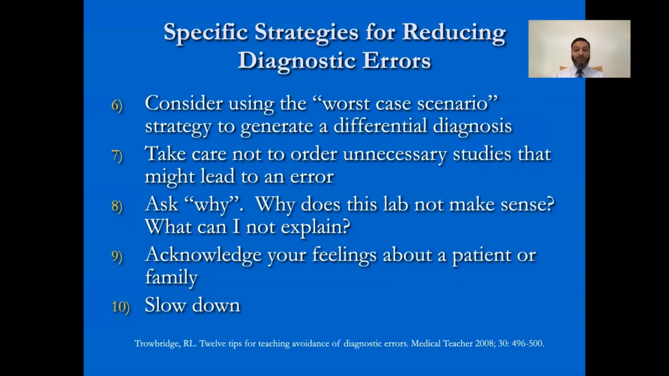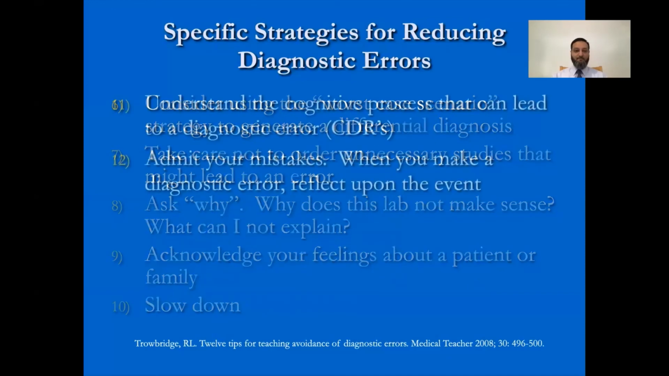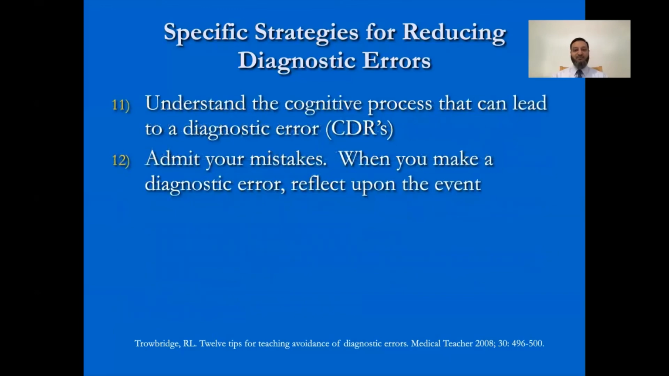Number 9, acknowledge your feelings about a patient or family. So sometimes we have biases related to our interaction with patients or families, right? We might be tired, we might be fatigued, and we're frustrated with a patient or a family, and that then can be a barrier in making the right diagnosis, and that introduces biases when we have different feelings about our patients or our families. Number 10, slow down, right? Think about what's happening, take a breath, and be more deliberate and more thoughtful in your diagnostic reasoning. And the last 2 here, number 11, understand the cognitive process that can lead to a diagnostic error or CDR. So be aware of these biases and these CDRs and understand that they exist and try to avoid them.